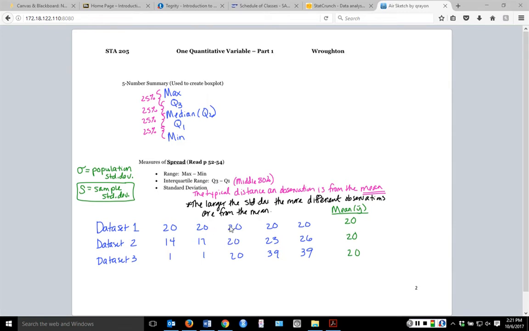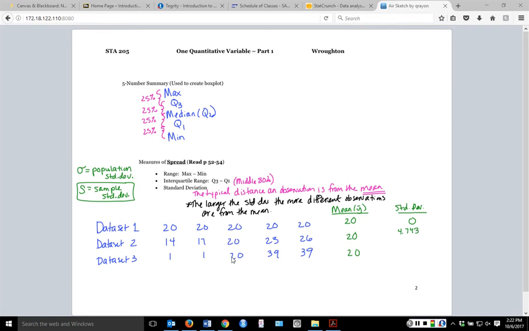Well, these observations aren't different from the mean at all. They're exactly the mean. Which is actually why if you calculate the standard deviation for that data set, it's 0, because the typical distance from the mean is 0. Now for data set 2, the values are different from the mean, so it's not just going to be 0. They're not too far away from the mean. And I just got this number from StatCrunch, which I'll show you how to get in a moment. I get 4.743.